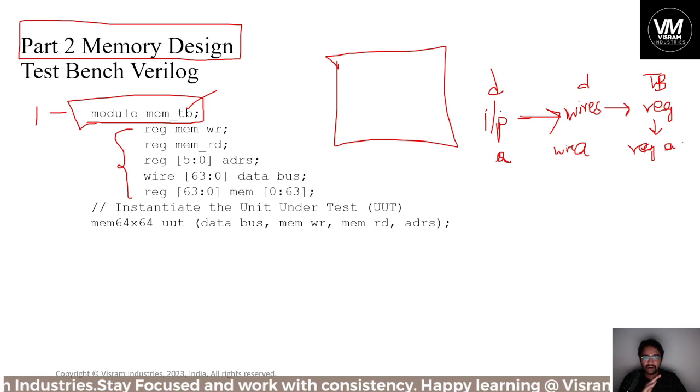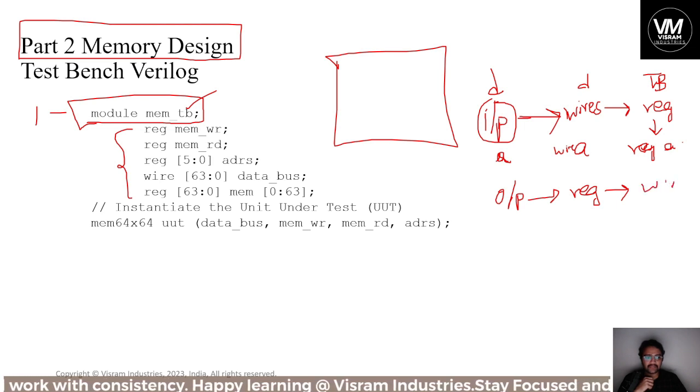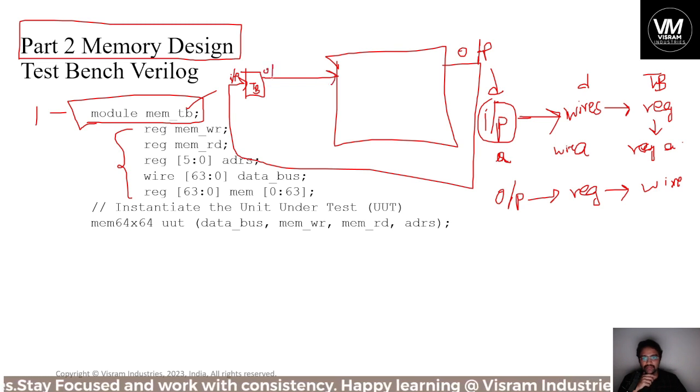Got my point? All inputs will be turned into registers, and in the same way all outputs you have mentioned as registers can be considered as wires in the test bench. So vice versa. Why? Because outputs of a design are considered as test bench inputs. Understand the logic here, don't get too confused. And the outputs of the test bench are connected to the design as inputs.